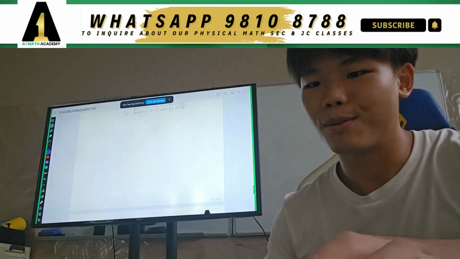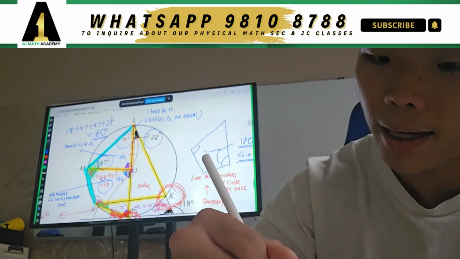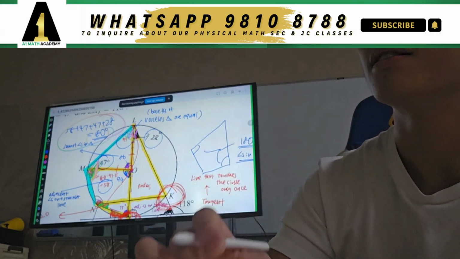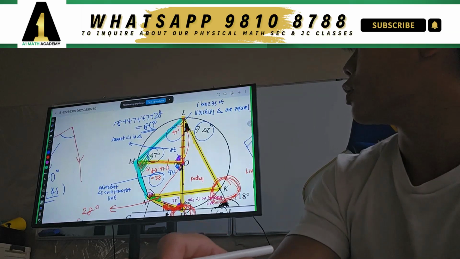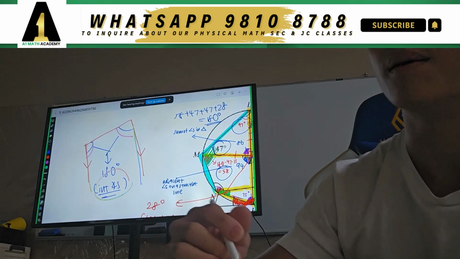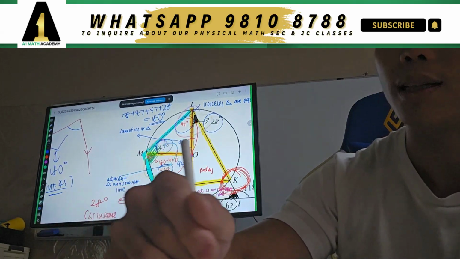Wait, it's because of the interior angles, right? Like this angle here and this angle here, they all add up to 180. So since they add up to 180, you recall your two parallel lines: if they add up to 180, it means they are parallel. So you just need to show that these add up to 180.